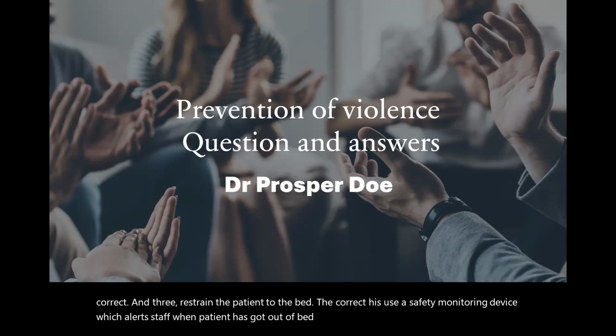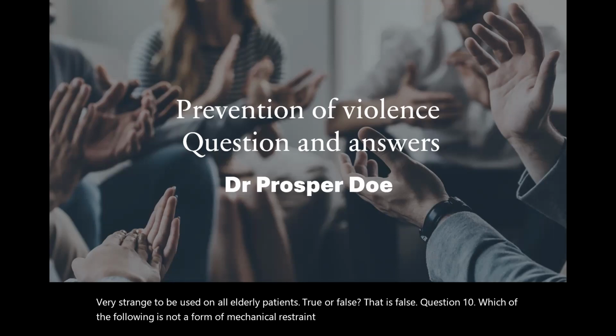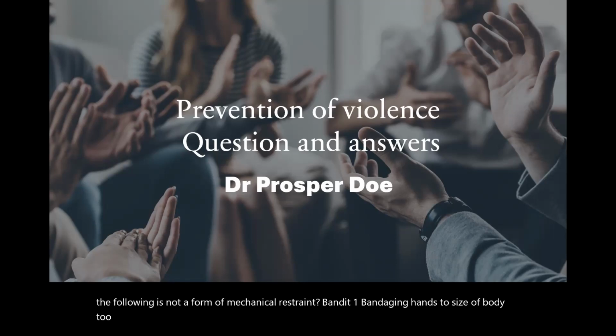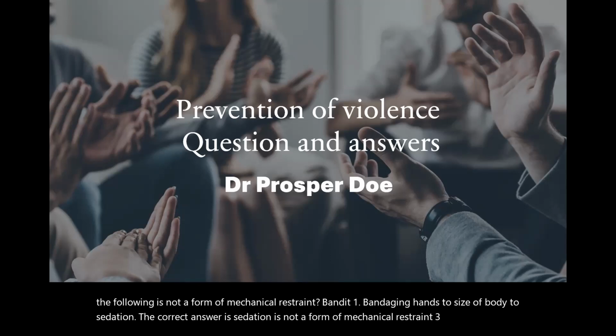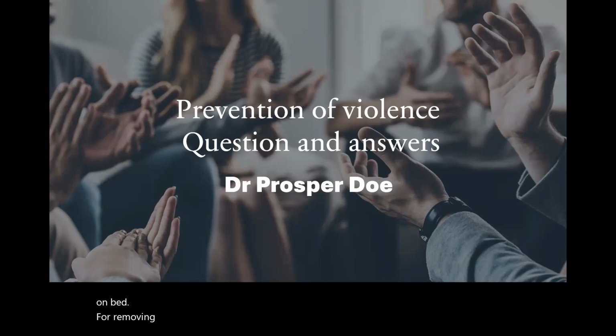Question 9. Restraints should be used on all elderly patients. True or false? That is false. Question 10. Which of the following is not a form of mechanical restraint? 1, bandaging hands to side of body. 2, sedation. The correct answer is sedation, which is not a form of mechanical restraint. 3, cot sides raised on bed. 4, removing walking aid from the patient. That's the end of the questions and answers.